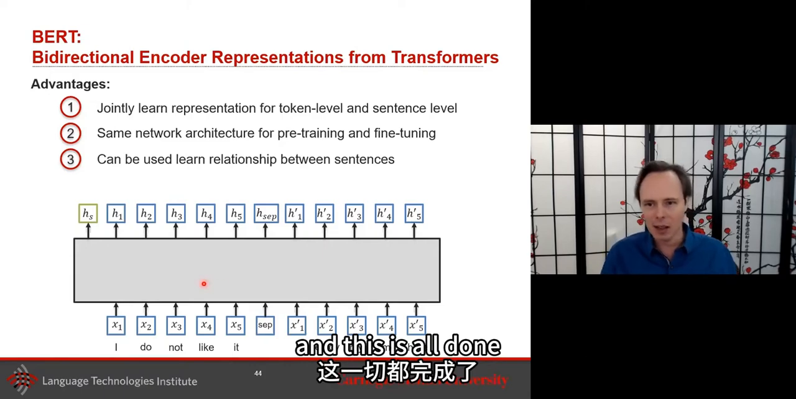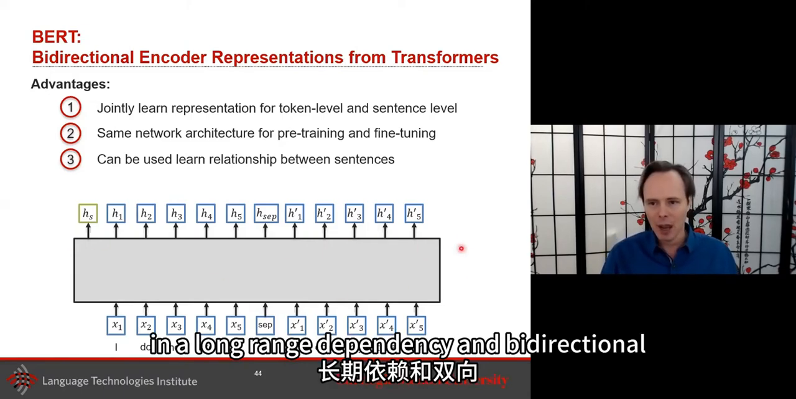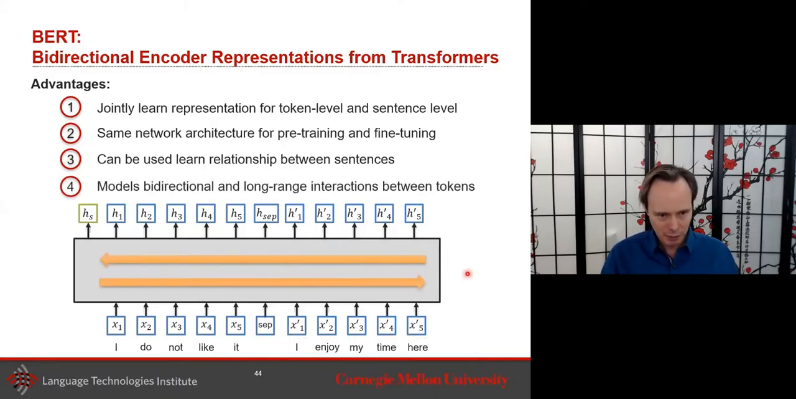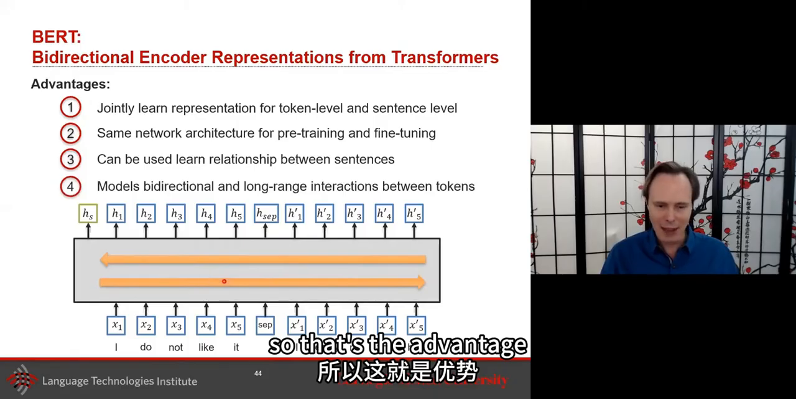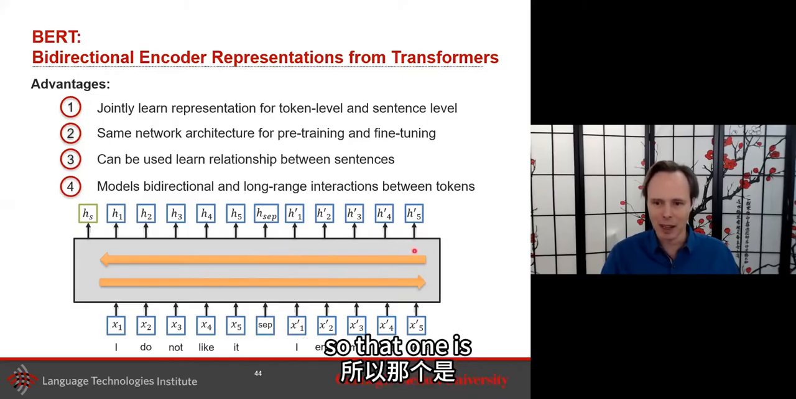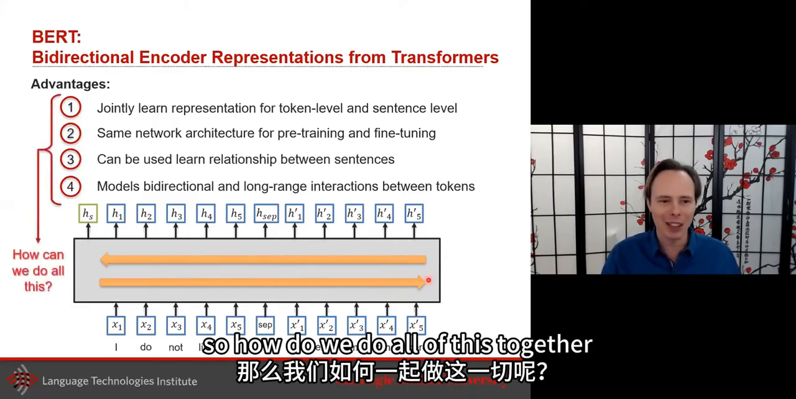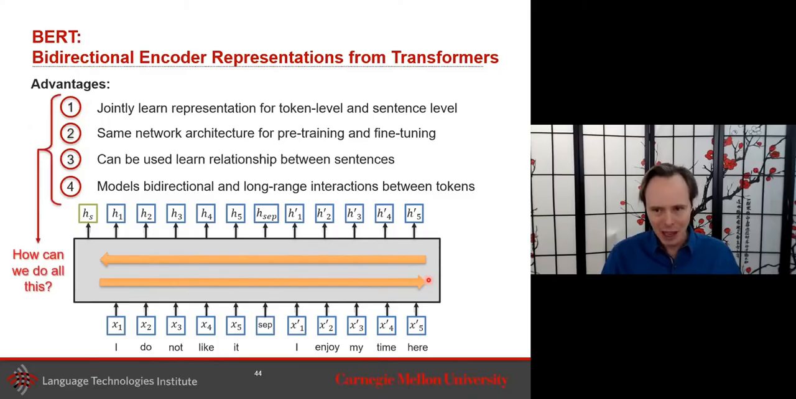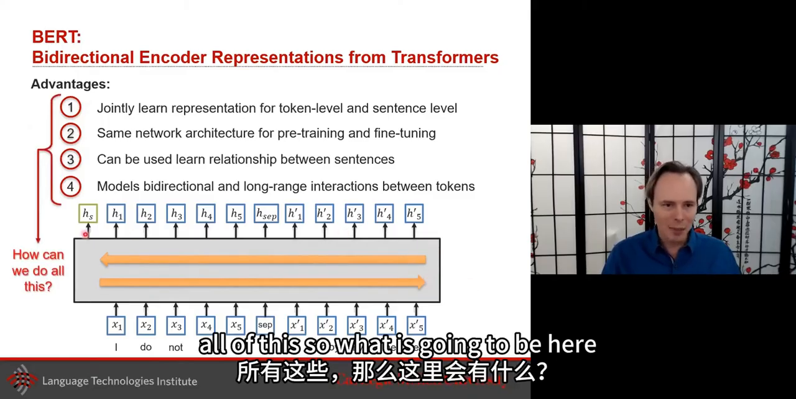And this is all done in a long-range dependency and bidirectional. So that's the advantage, that is the advantage of the transformer. So how do we do all of this together? So what is going to be here?